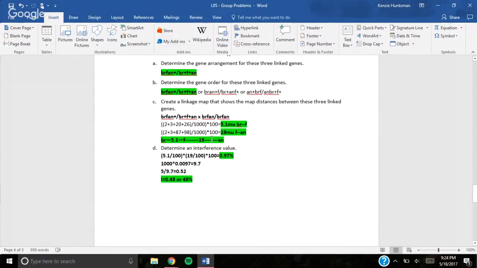Got 0.97%. So we expected to have 9.7. We actually had 5.52, which in turn 1 minus 0.52 is 0.48, or 48% interference for that one.